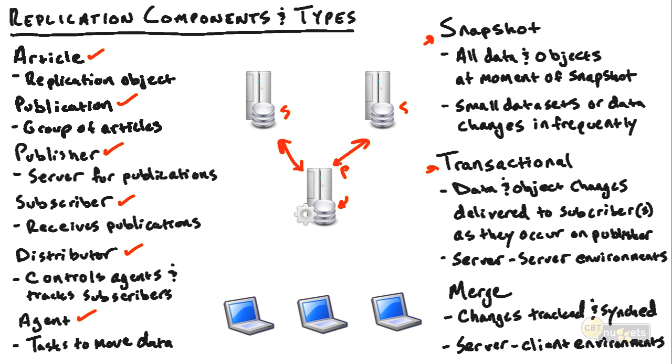So the trick with peer-to-peer replication is to avoid conflicts entirely. And the way that you do that is through data partitioning. And as an example, let's say we have a server in North America, one in South America, one in Europe.